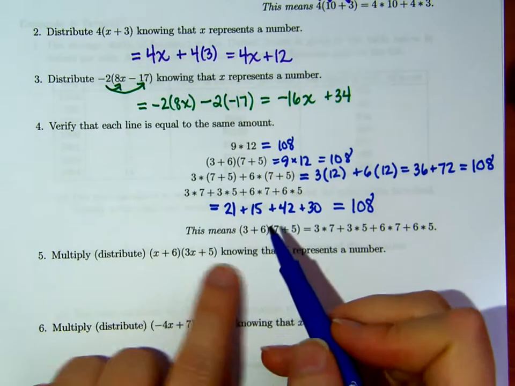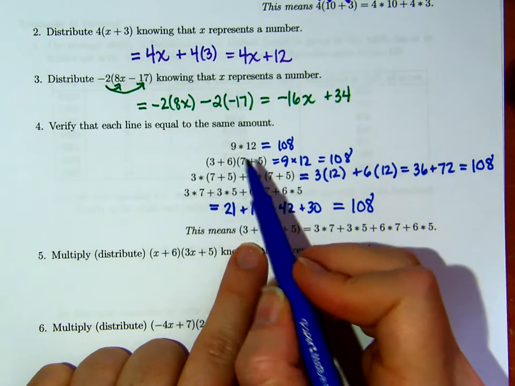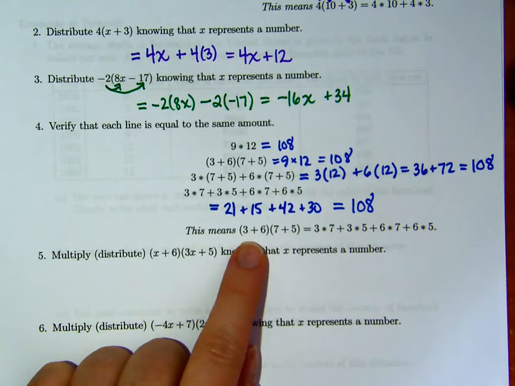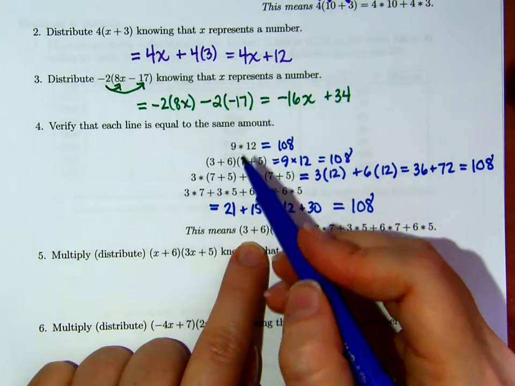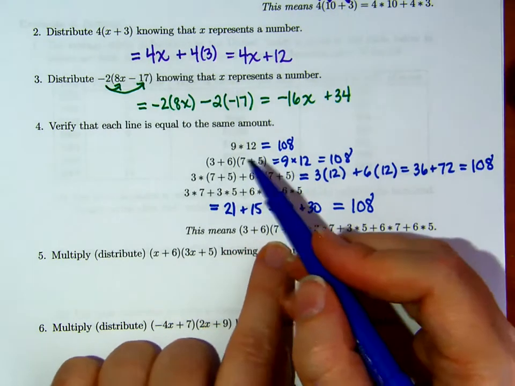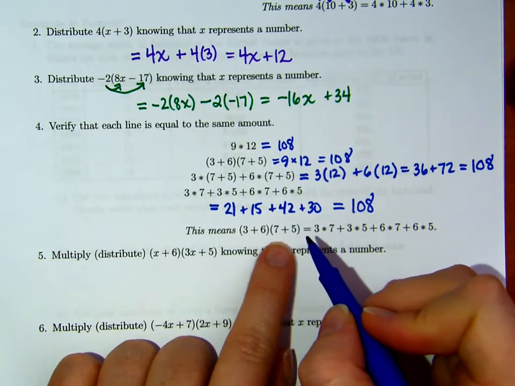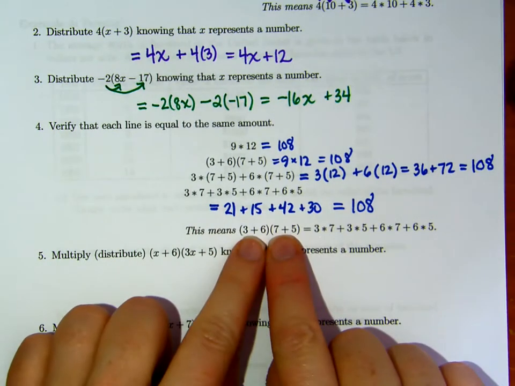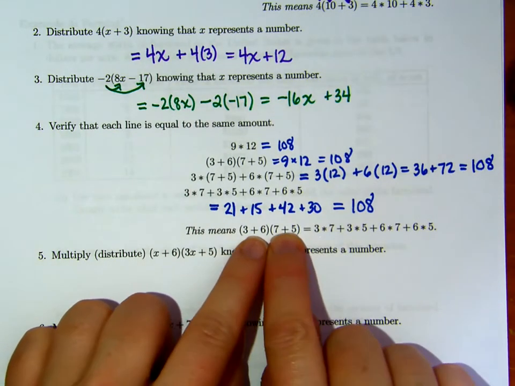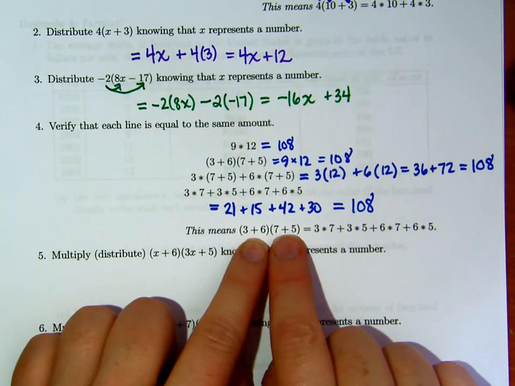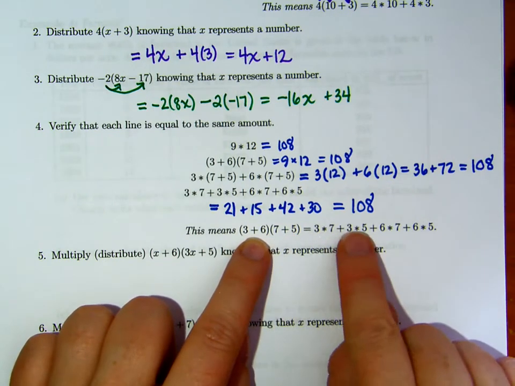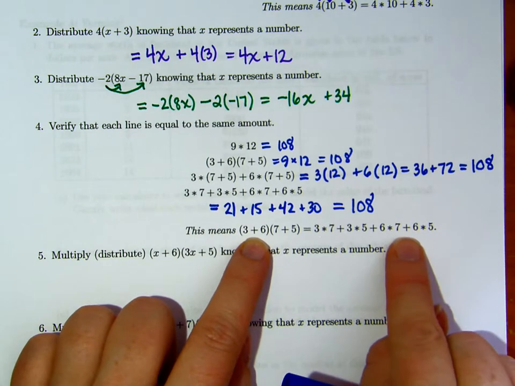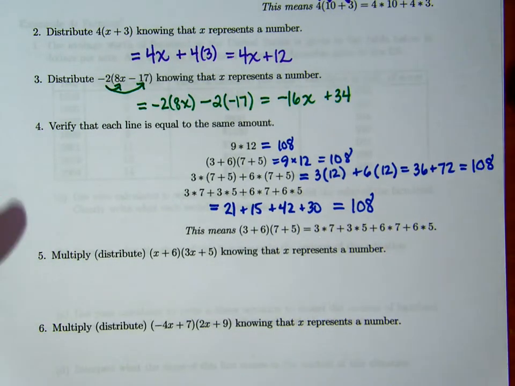Okay, so that means if we have taken some numbers and broken them into pieces, like 3 and 6 makes 9, and 7 and 5 makes 12, then we really have to distribute. If we see 4 numbers separated by operations, we need to have 1, 2, 3, 4 distributions. Here's what I mean, right?